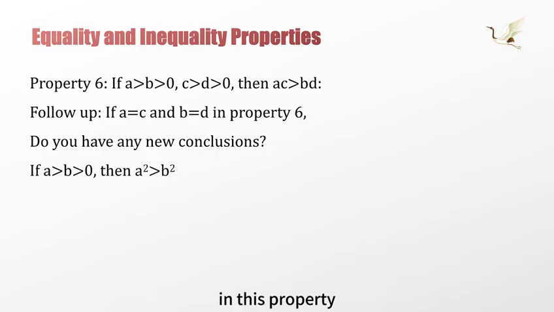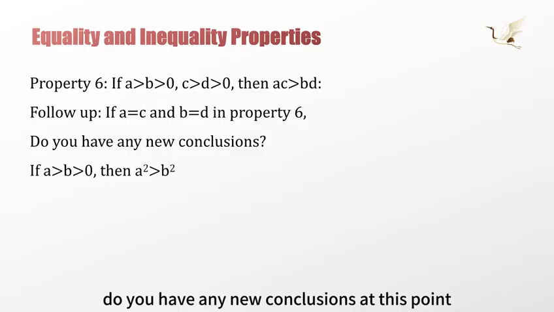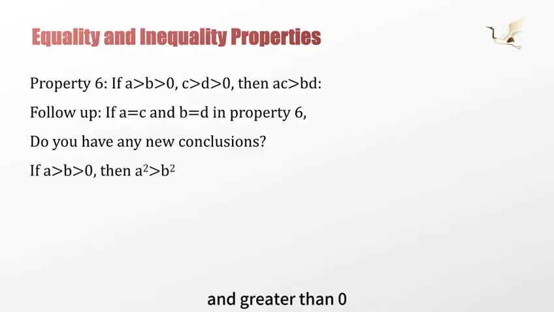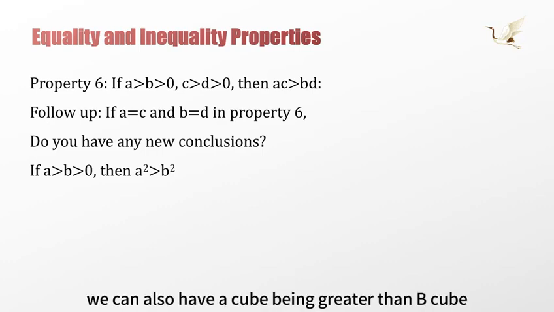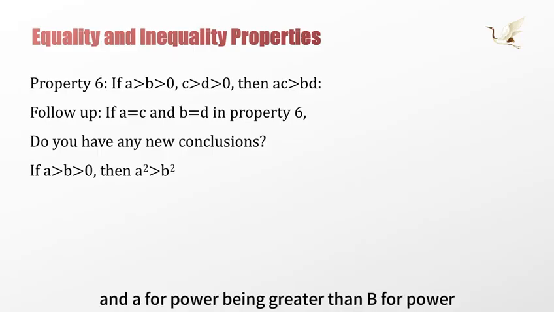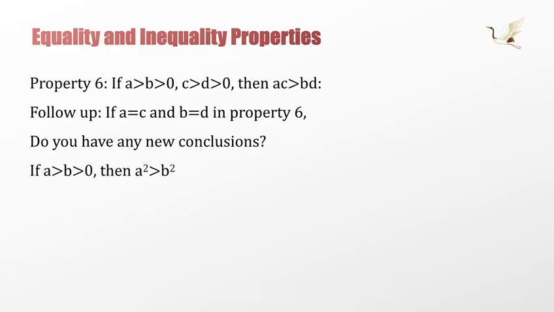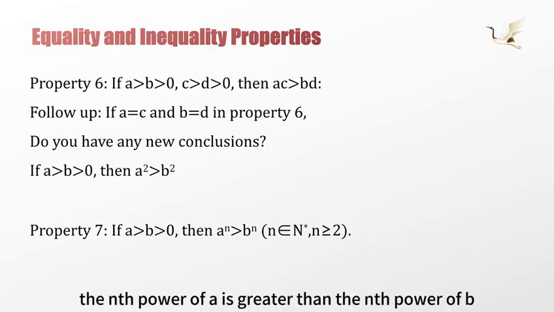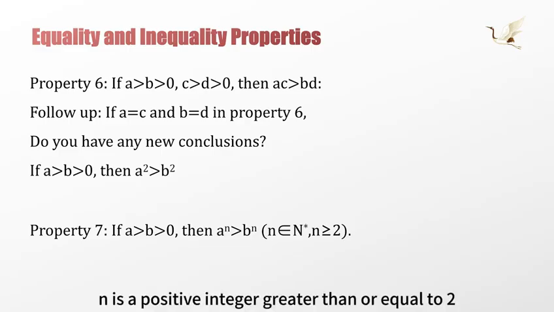In this property, if we make it special, such as A and C, B and D, do you have any new conclusions at this point? Okay, we can conclude that if A is greater than B and greater than 0, there will be a situation where A squared is greater than B squared. Similarly, we can also have A cubed being greater than B cubed and A to the 4th power being greater than B to the 4th power. Therefore, we can draw the following conclusion, which is property 7. If A is greater than B and greater than 0, then the nth power of A is greater than the nth power of B. In this case, n is a positive integer greater than or equal to 2.